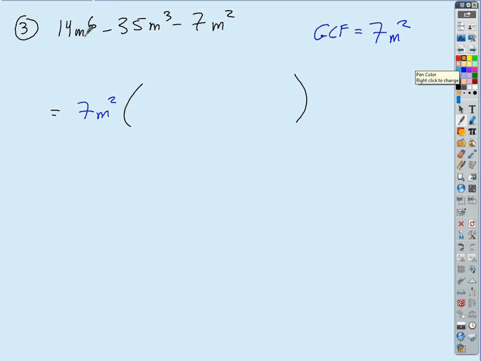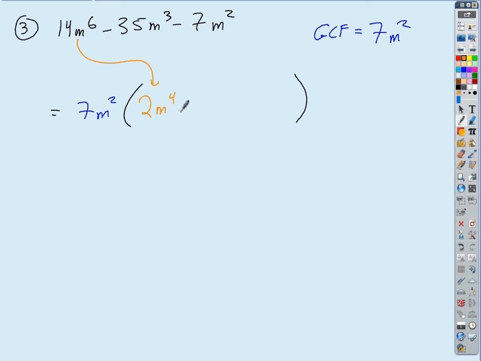What am I going to get? So what is 14m to the 6th divided by 7m squared? What do you think? Molly, what's that going to give me? If I undistribute a 7m squared, what am I going to be left with? And I'm just dividing, right? I'm just going to divide that by 7m squared because I'm undistributing. 14 over 7 is 2. And what's my power of m going to be left over? To the 4th, because m to the 6th divided by m squared would be m to the 6 minus 2.